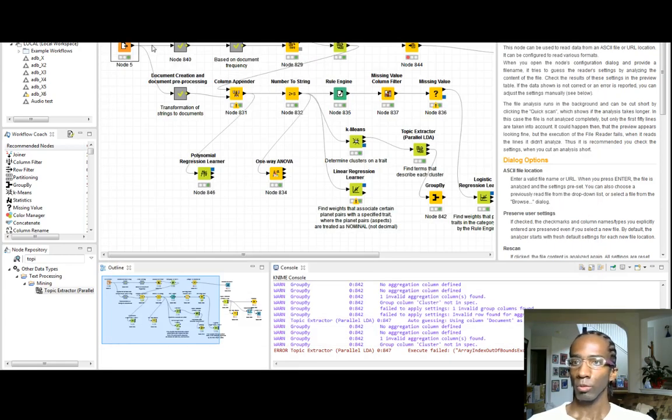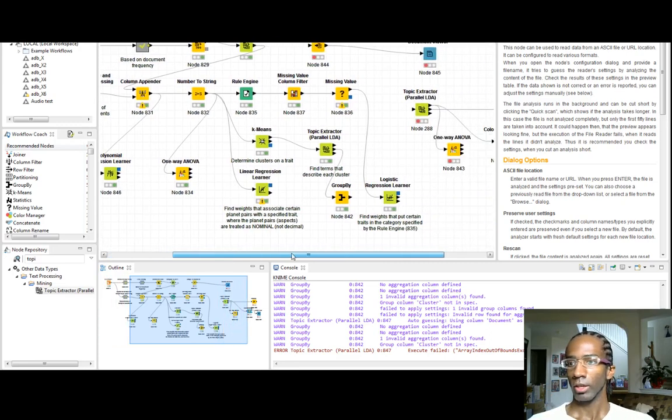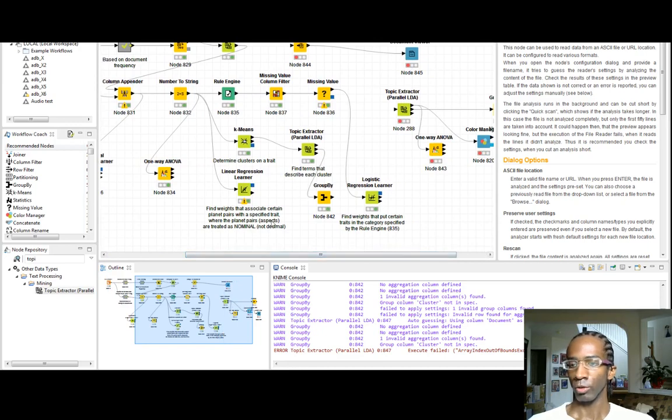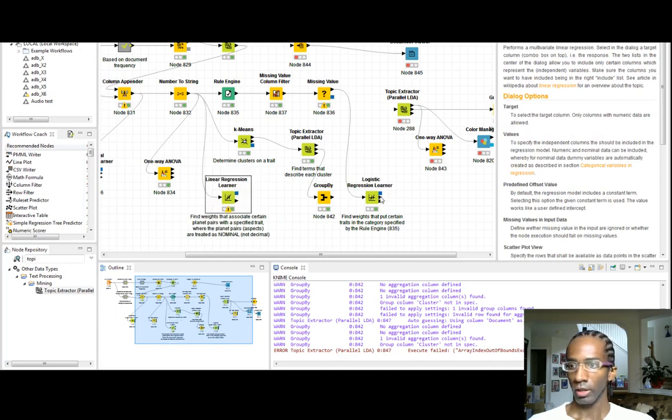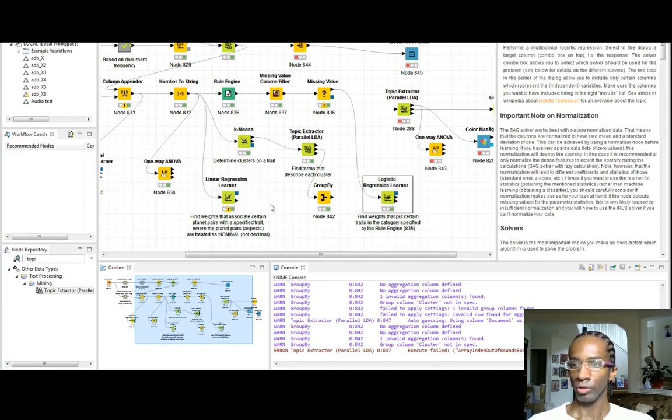Okay, so I do a bunch of document processing here in Knime. Don't have to worry about the gray stuff. But at the end, I have some major statistical tests. Now, excuse the rest of this. I'm still playing around with Knime. But I'm going to draw your attention to this one and this one, the linear regression and the logistic regression.